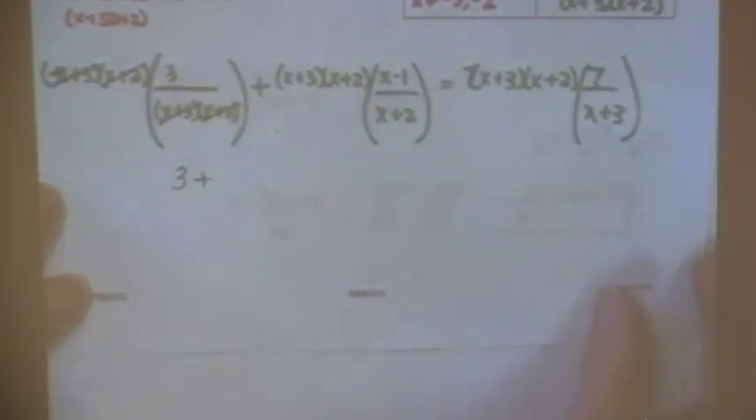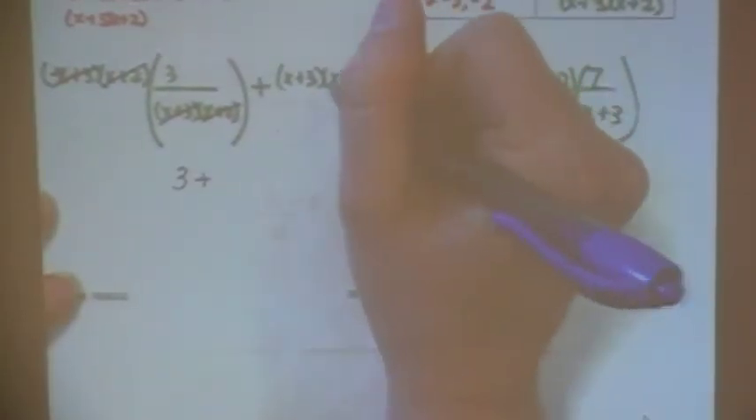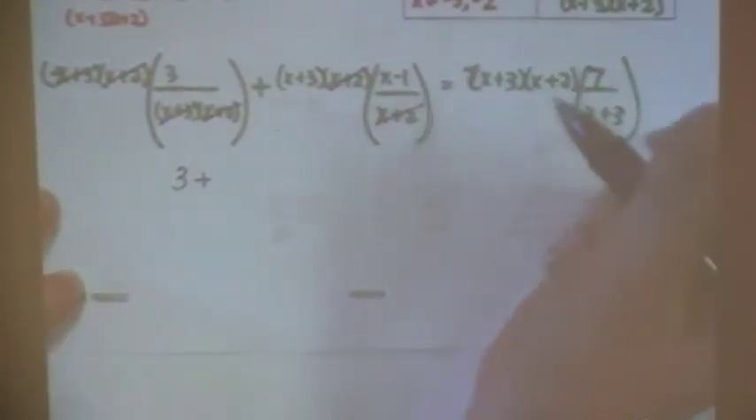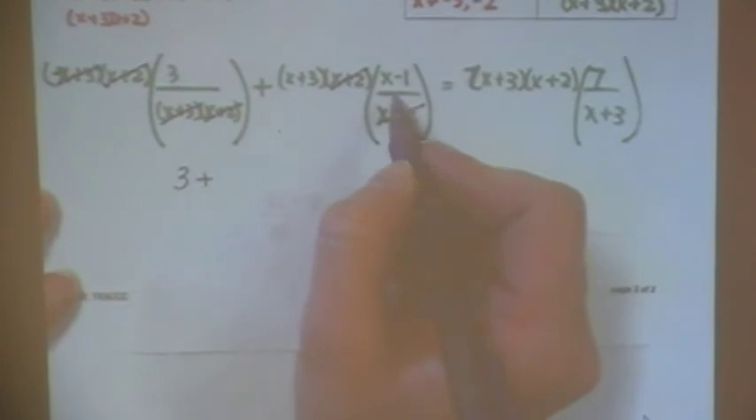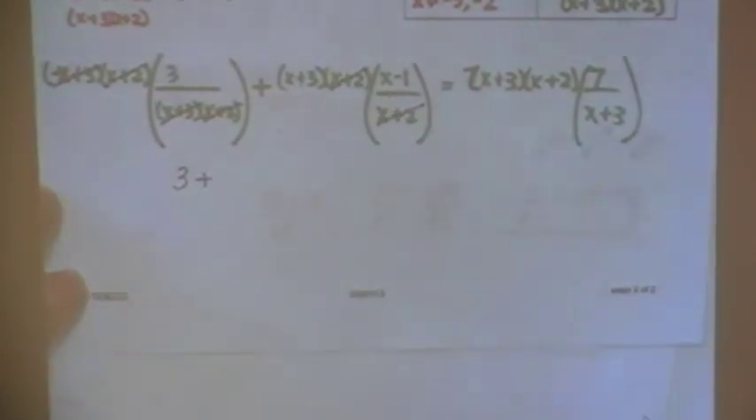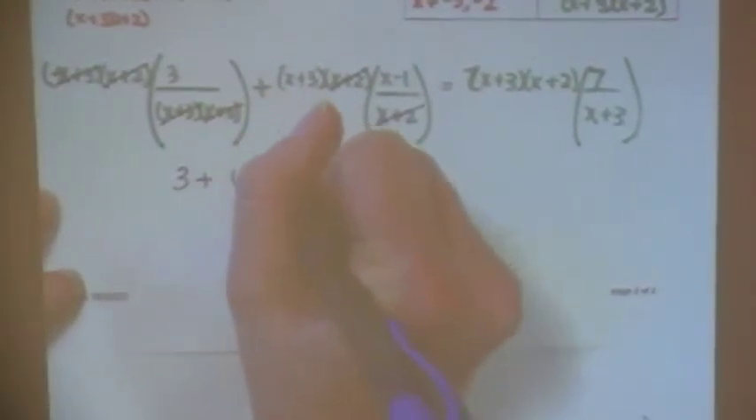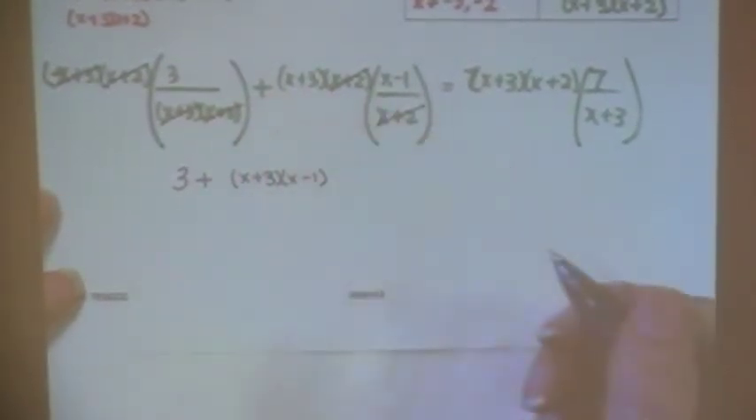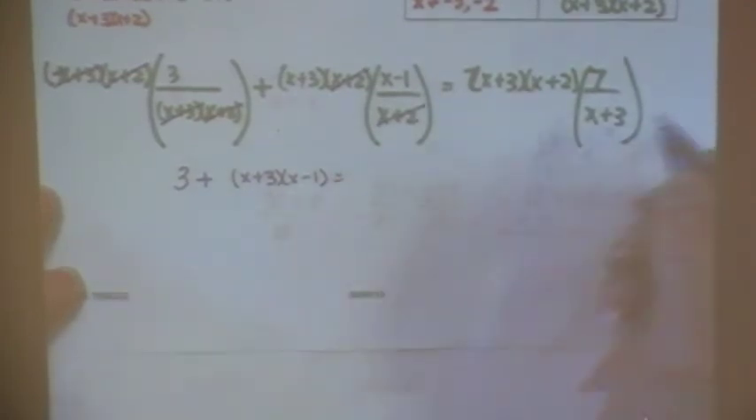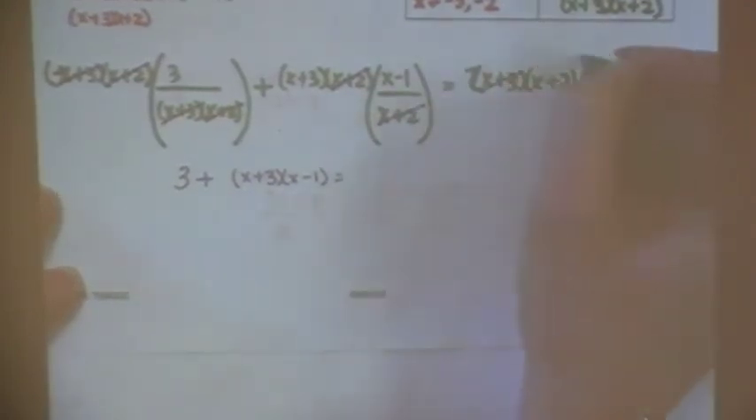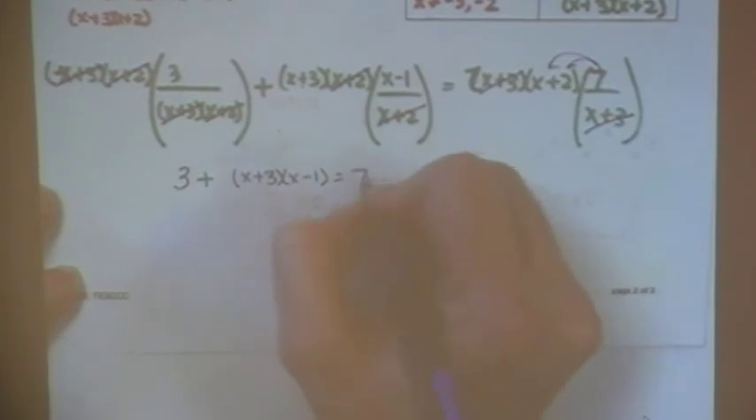Second fraction's not quite as nice. X plus 2's cancel, but you're left with x plus 3 times x minus 1, which we're going to have to FOIL distribute or FOIL out. I'll do that in just a minute. I'm going to write them next to each other for right now. And my last fraction, the x plus 3's cancel, and I can distribute this. So I'm x plus 4.